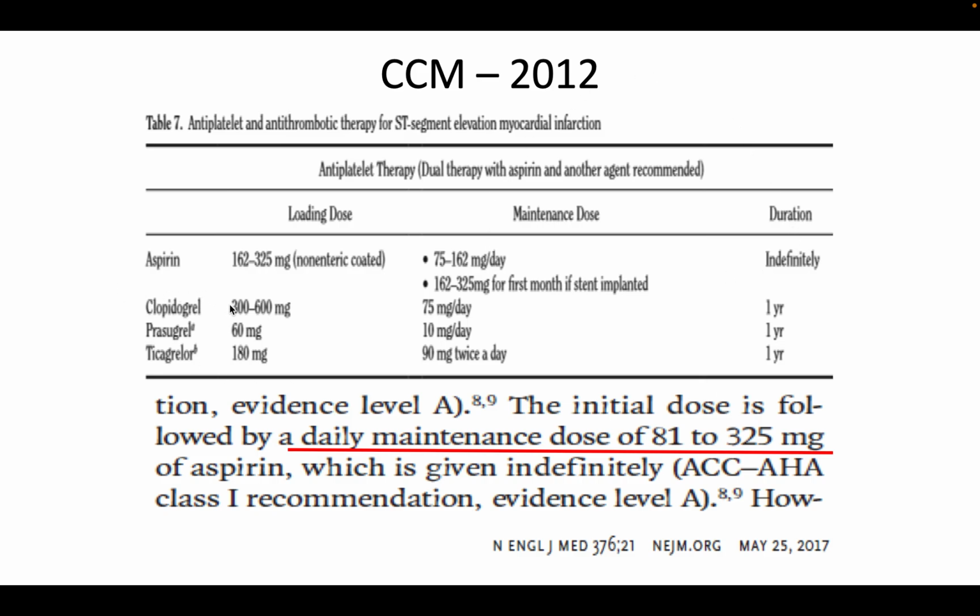Clopidogrel in the dose of 300 to 600 milligram as a loading dose, followed by 75 milligram per day for the period of about 1 year. Prasugrel loading dose of 60 milligrams followed by 10 milligrams per day for about 1 year. Ticagrelor, loading dose of 180 milligrams, followed by 90 milligrams twice a day for the period of 1 year. So, this is a very important practical chart which we should actually remember.